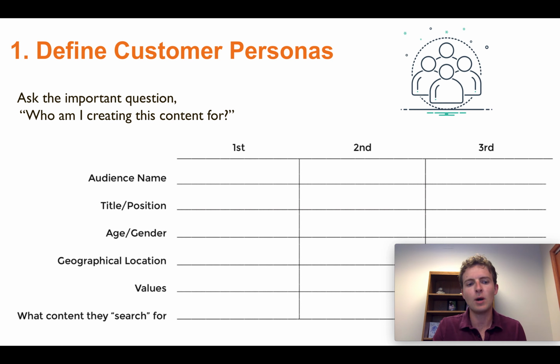So I create a primary one, and then I'll create a secondary one. Same process: of my best customers, if they don't fit in this group, what's the next biggest group? And do the same thing. Look at title, name, age, everything, and build out that persona too.